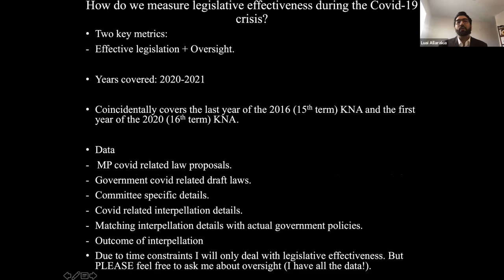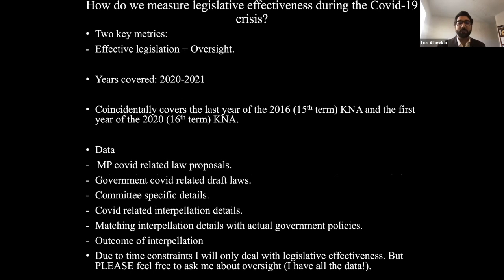Now, how do I measure legislative effectiveness during the COVID-19 crisis and overall? So I use two key metrics, effective legislation and effective oversight. I cover 2 years, which are the years of not COVID per se, because we're still going through this crisis, so I want to be careful with my language, but at the height of the crisis, when there was an actual lockdown, because Kuwait no longer has a lockdown. So I covered the years 2020 and 2021.